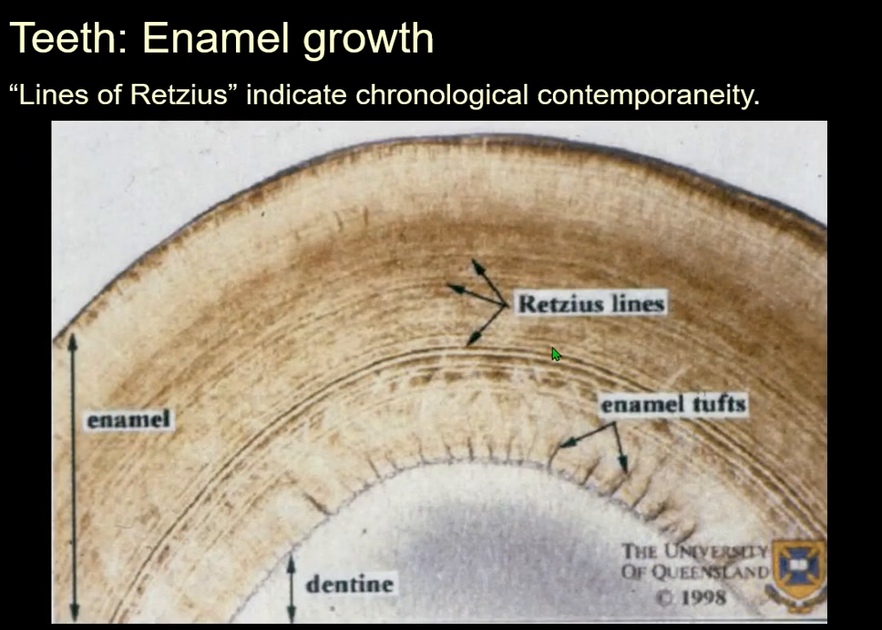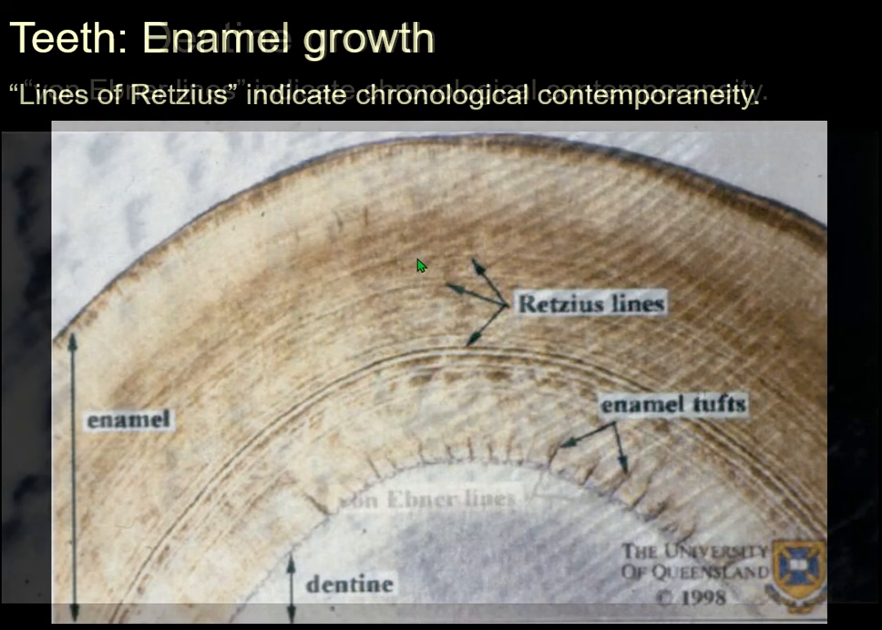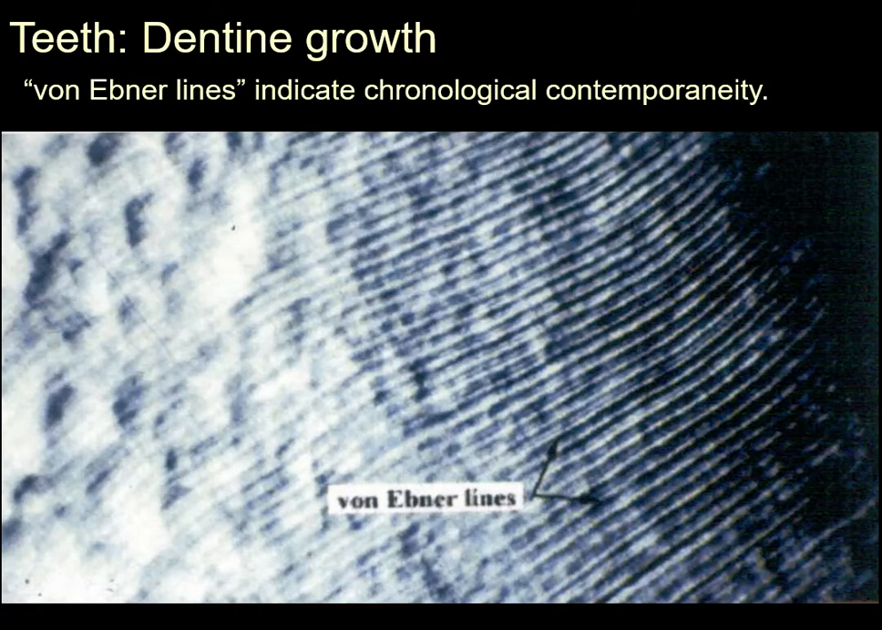So here are those Retzius lines in a cross section of a tooth. And in the dentine there are also von Ebner lines in this case, indicating chronological contemporaneity. So the tooth growing in the jaw in a young individual before it erupts.